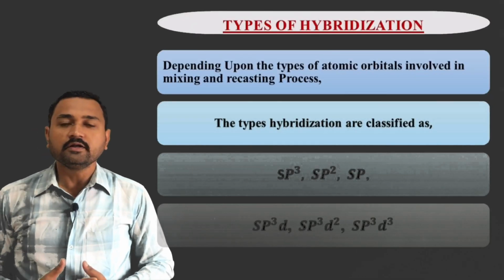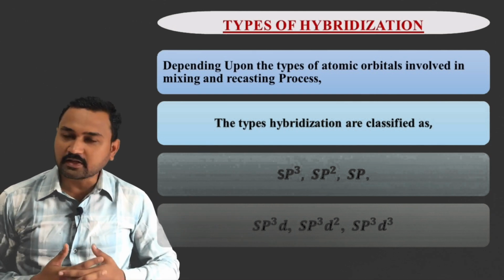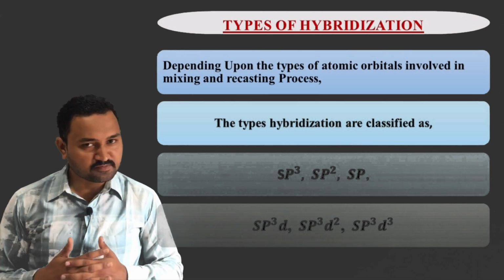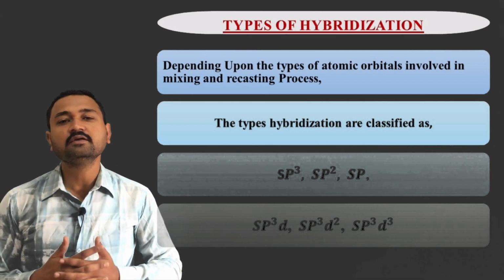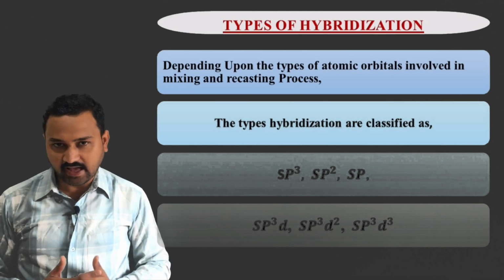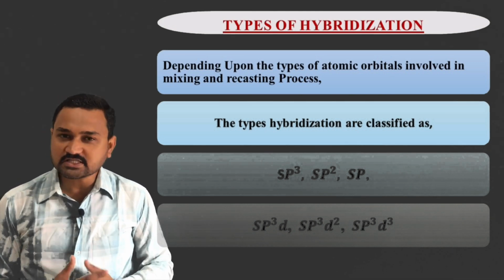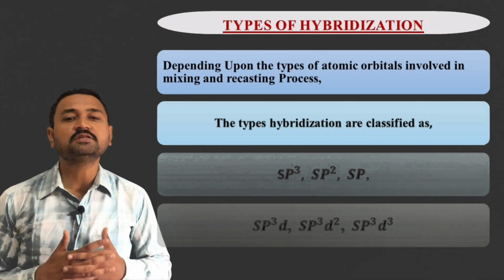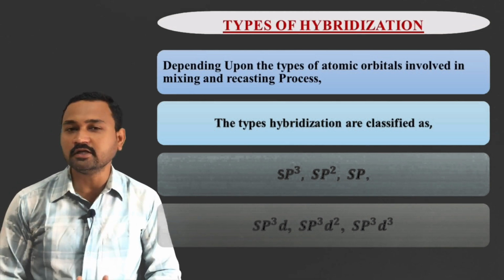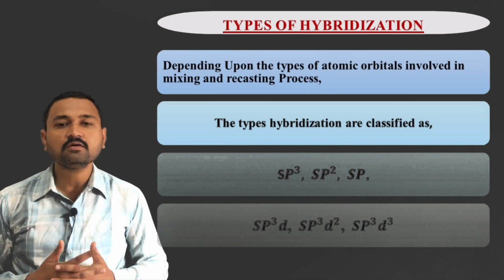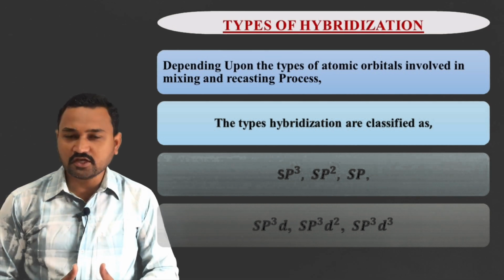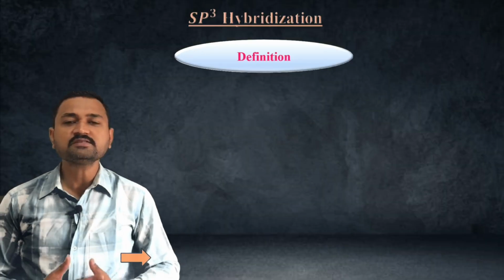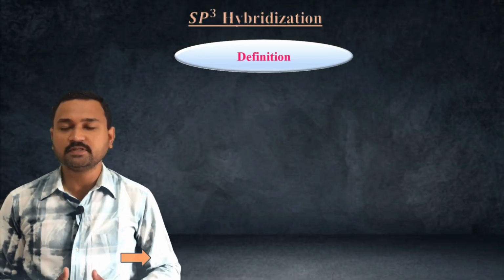Now, depending upon the type of atomic orbital involved during the mixing and the recasting process, that is nothing but your hybridization, generally the hybridizations are classified as sp3, sp2, sp, then sp3d, sp3d2 and sp3d3. So in this lecture we are going to define each type of hybridization along with their geometry and the bond angle. Now let us consider the first type, that is sp3 hybridization.